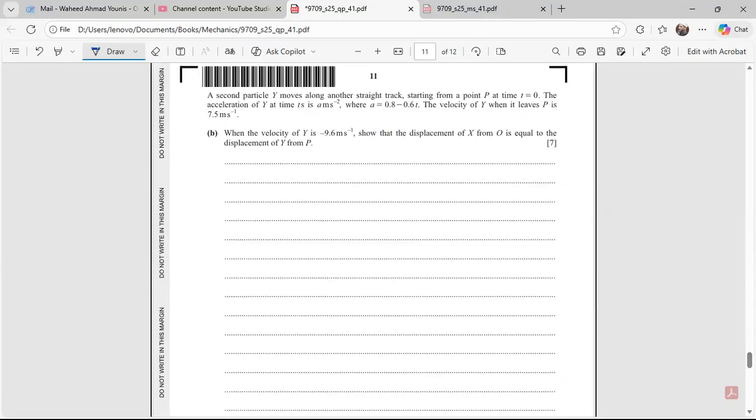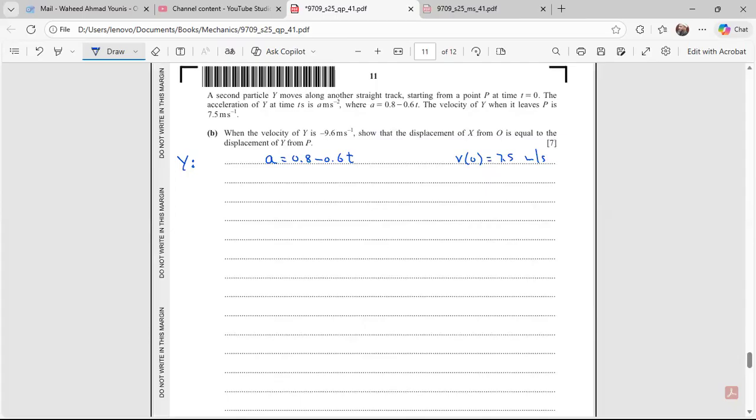So for particle Y, we are given the acceleration. The acceleration is given as 0.8 minus 0.6t. And we are given the velocity of Y when it leaves P, which was 7.5 meters per second. This is also given to us.